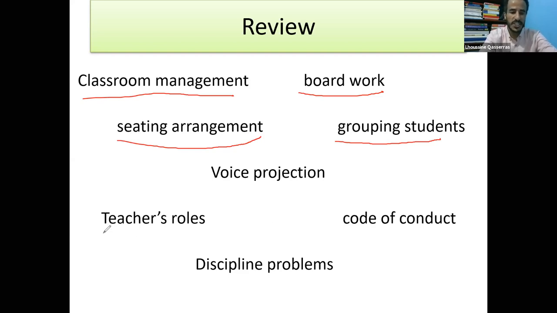cooperative, wonderful. Teachers' roles. Remember, we said teachers' roles may differ or vary depending on what? Can you remind me? Teachers' roles may differ or vary depending on what exactly?